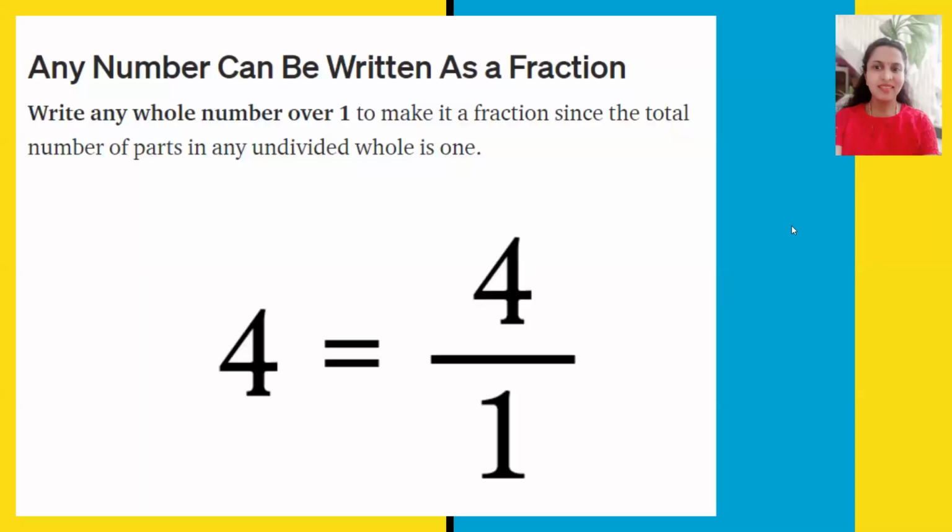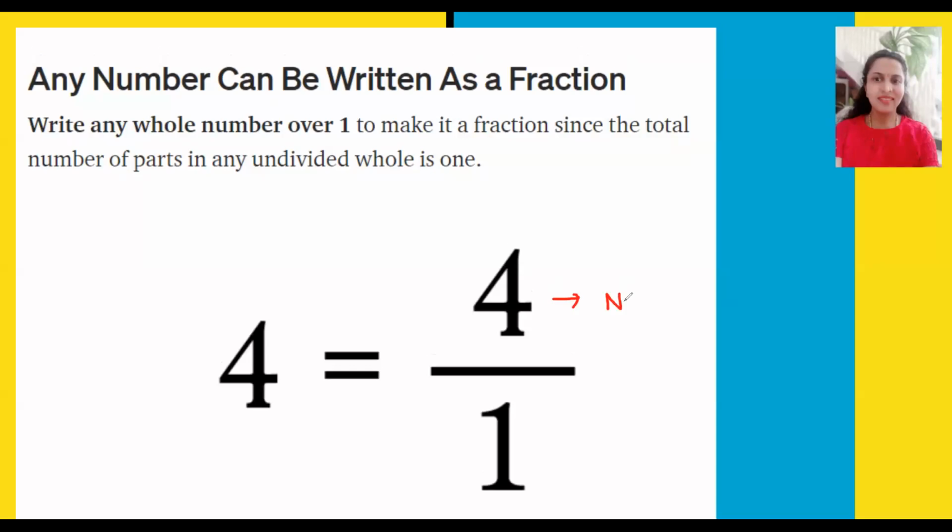So the first thing to keep in mind is that any number can be written as a fraction. This is called the numerator. This line is called the vinculum, and this is called the denominator.